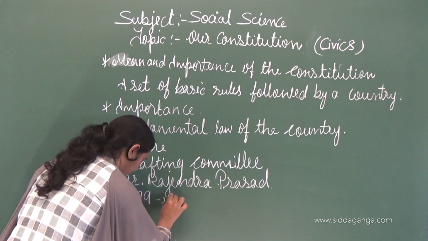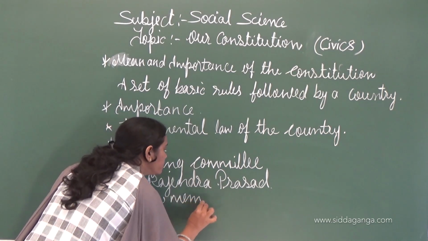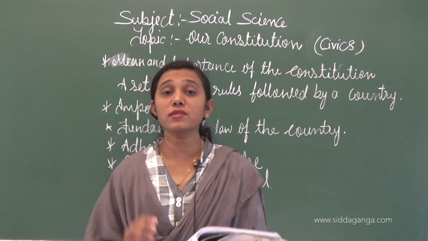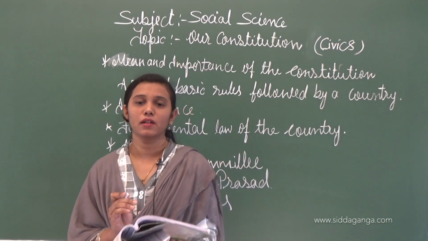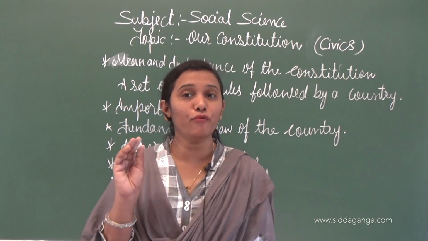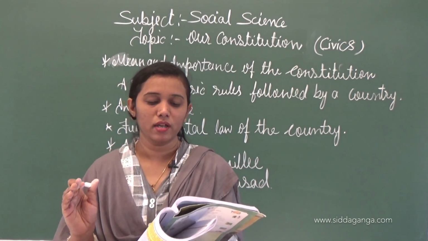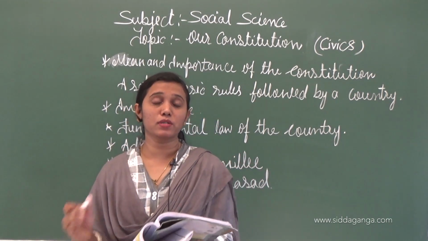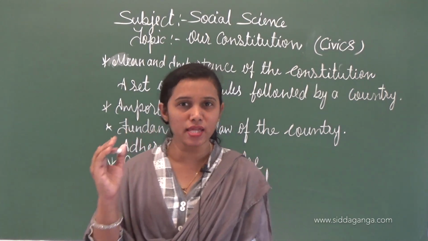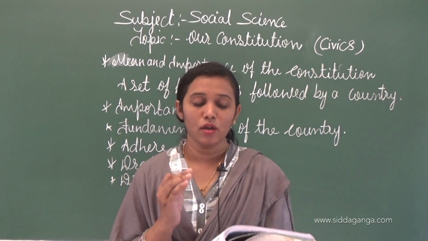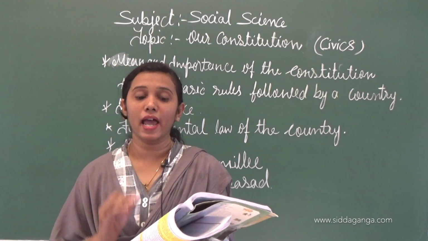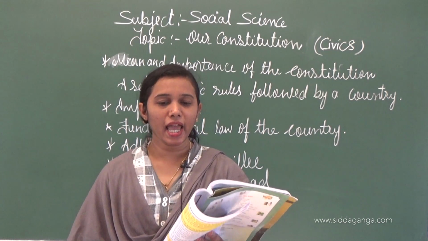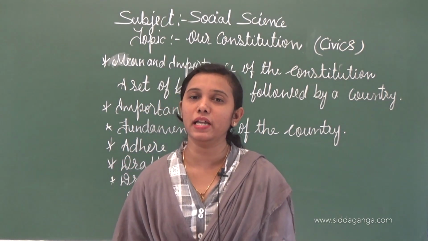There were 299 members in the Constituent Assembly. The first session was held on 9th December 1946. Understood? Once again, listen here. There were 299 members in the Constituent Assembly. The first session was held on 9th December 1949.